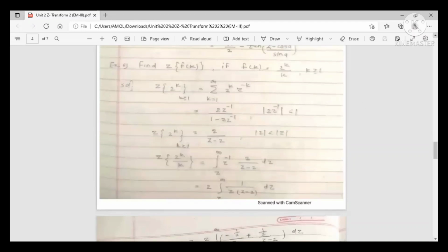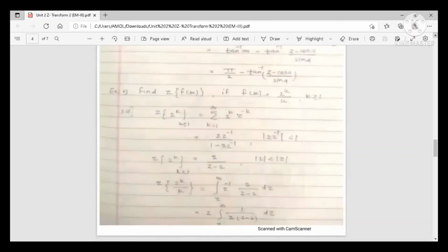Similarly, you can solve this example. Find the z transform of f of k, where f of k is equal to a to the power k upon k when k is greater than or equal to 1. You first find the z transform of a to the power k, and then using the division by k property, you get the z transform of a to the power k upon k. So here f of k is a to the power k.